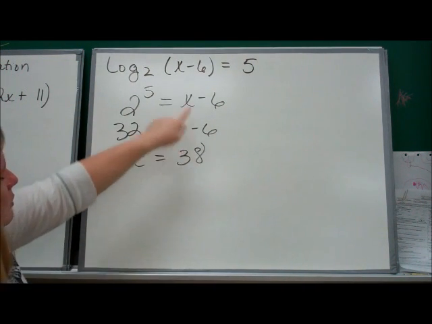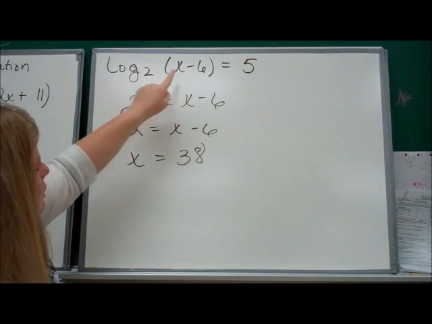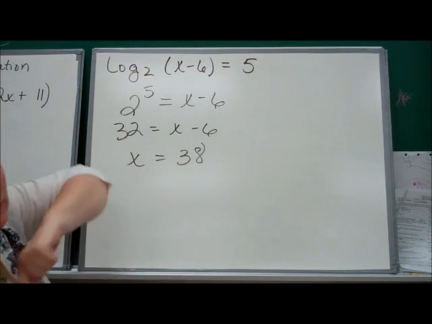And you can check your answers quickly if we plug that in. 38 minus 6 is 32. 2 to the 5th does indeed equal 32.